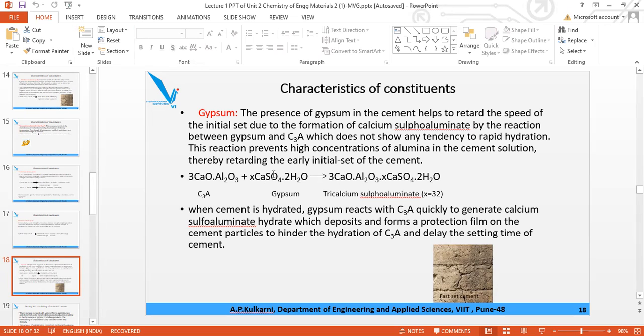Keep all of it with a dot. Remove this plus sign, place the dot here, and here also a dot will be there. Tricalcium sulfoaluminate, because of which setting time is increased from half an hour to 1 day. So you can use the paste for 1 day after the water is added, but it is never done. It is applied within an hour or 2 hours to have better strength.